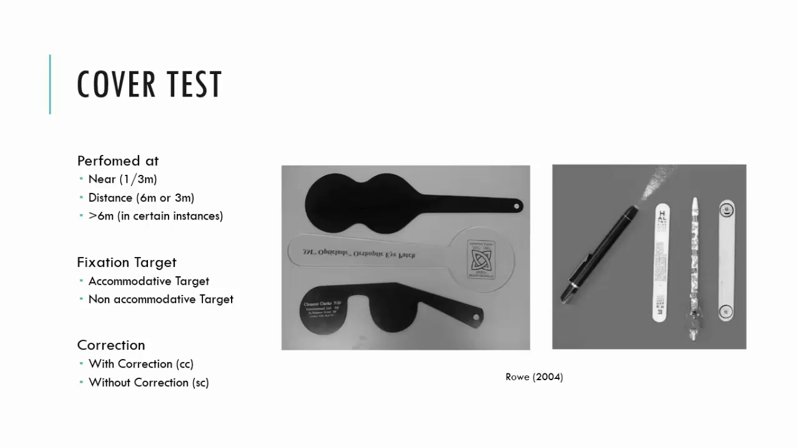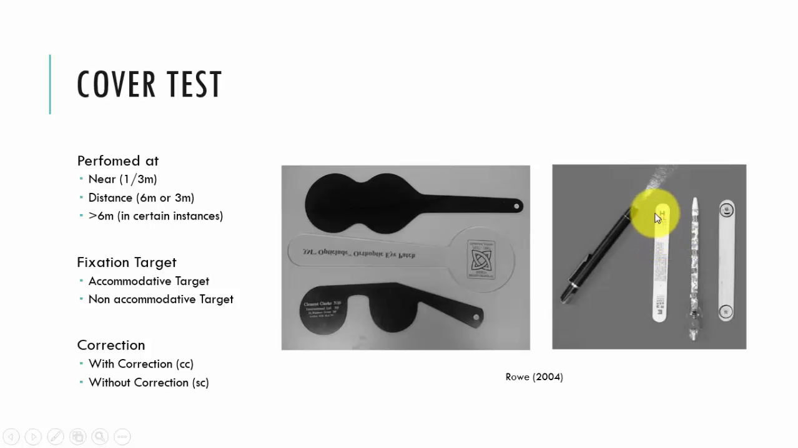Now, when we're performing the cover test, we're asking the patient to look at a target and to fix on a target. We have 2 options here. We have the option of asking the patient to look at an accommodative target or a non-accommodative target. The standard is that you have the patient fix on an accommodative target because this controls your patient's accommodation during testing. What we mean by an accommodative target is one such as this, where there is detail and you're asking the patient to identify something.